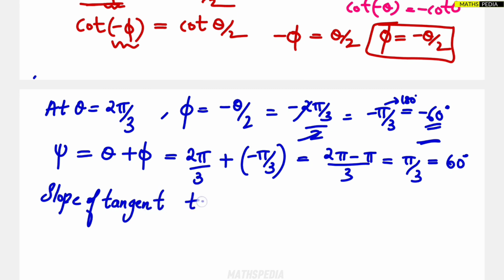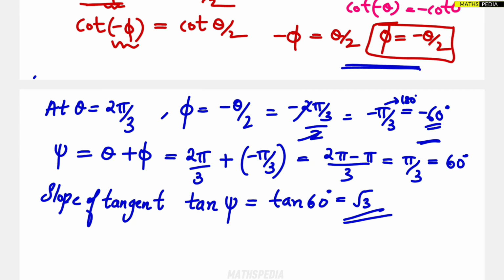Now let us write the slope of the tangent. As we know, the slope of the tangent is given by tan of that particular angle, which is equal to tan of 60. What is the tan 60 formula? It is equal to root 3. This is the second part of the answer. The first part of the question was to find phi, which we found to be minus 60 degree. The second part was to find the slope of the tangent, which we got as root 3.